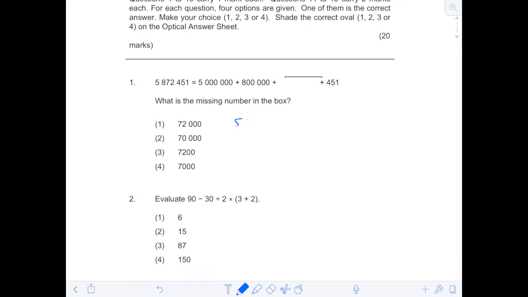So you've got 5 million, okay, plus 800,000, plus something which you are not sure of, plus 451. Okay, so this you get 1540085. Now you just have to minus off to find the number inside the box.